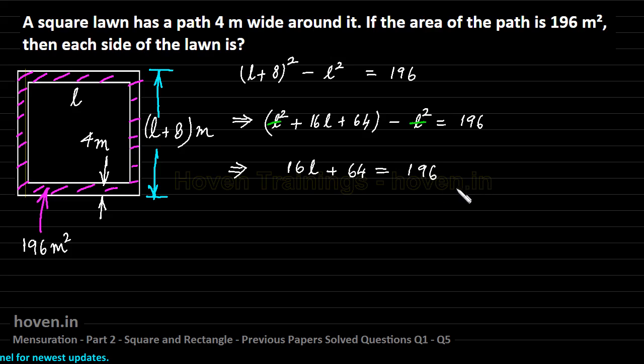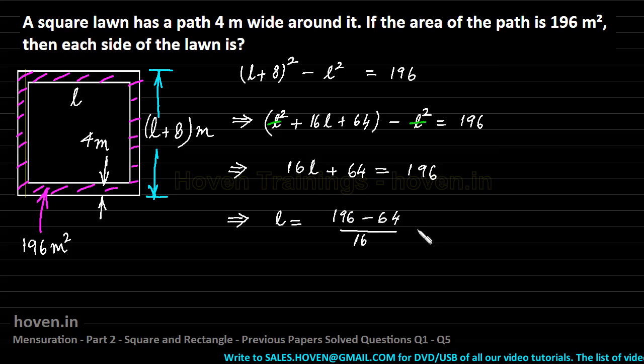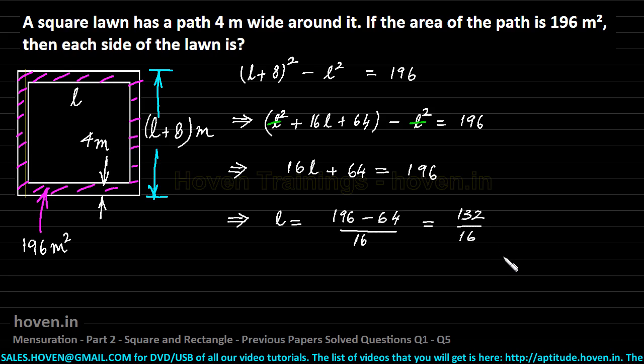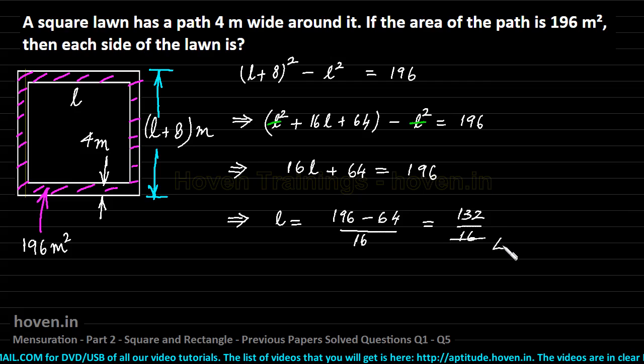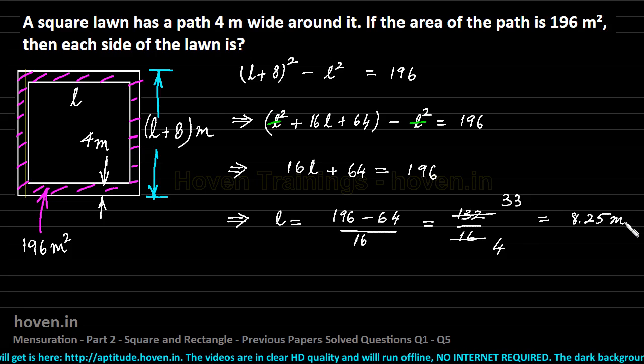Now we can take 64 to the other side. It will be subtracted from 196 and then bring 16 down, which implies L should be equal to (196 minus 64) by this 16, which is equal to 132 by 16. This now goes on the table of 4, and this also goes on the table of 4. So what we will be left with is 33 by 4, which is equal to 8.25 meters.